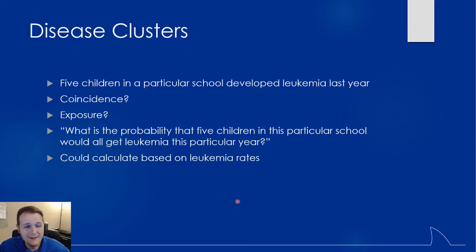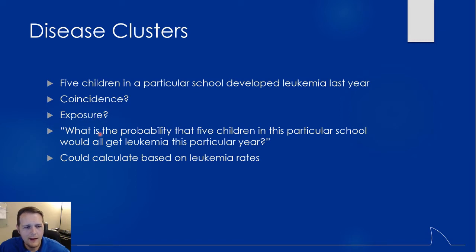So also like disease clusters, right? People will try to find patterns when oftentimes none actually exists there. So imagine you have, say, 5 children in a particular school district and they all developed leukemia in the past year. The question is, is it coincidence? Is it due to a common exposure?